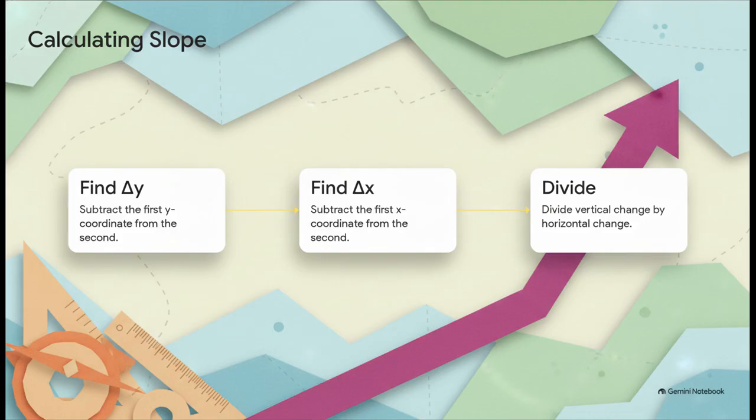Step 1, find delta y by subtracting our first y-coordinate from our second. That gives us our vertical change. Step 2, find delta x by subtracting our first x-coordinate from our second, giving us our horizontal change. And finally, step 3, divide that delta y by delta x. It's just a simple ratio utilizing the logic of vertical change over horizontal change.